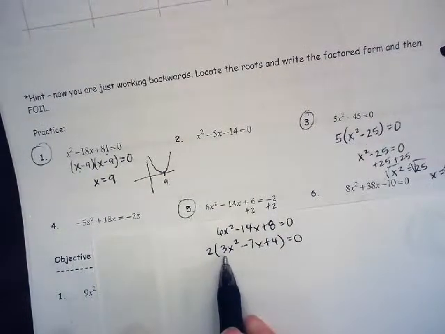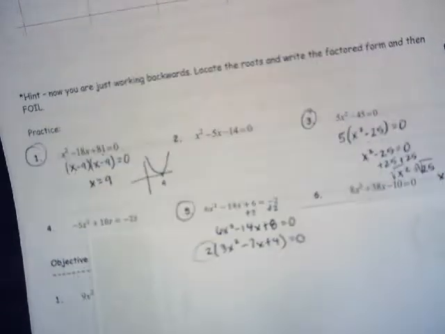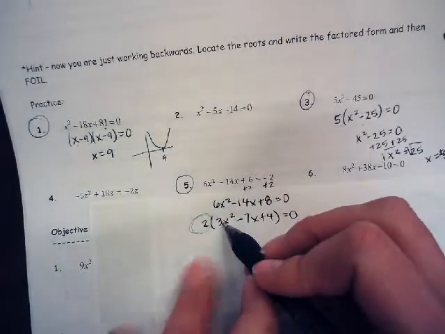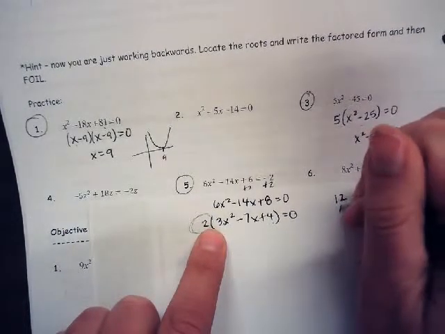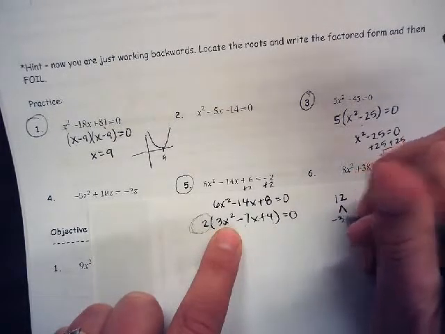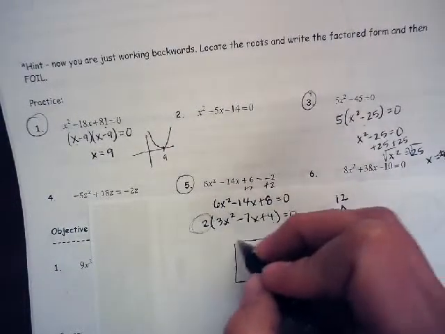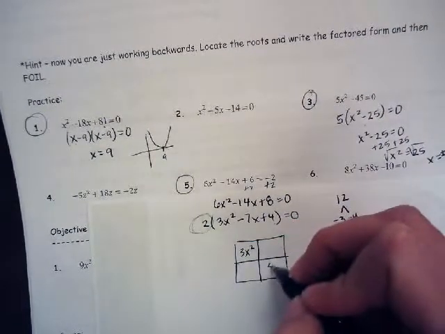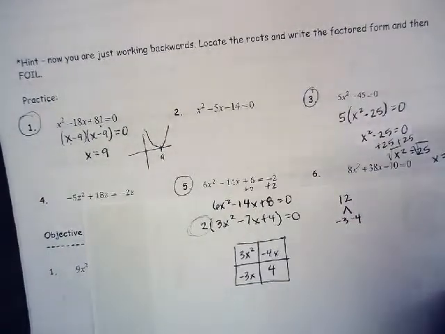Now notice how I still have a number in front of my x squared, so this alerts me that I have to do the box method. But don't forget about this 2 out front. At the very end, I have to remember that it's still there. So if I do the box method, I take the first number times the last, and I get 3 times 4 is 12. And I need two factors of 12 that are going to add to negative 7. So that's going to be negative 3 and negative 4. So I would set up my box like this. First term always goes here, last term here, and then I have negative 3x, negative 4x.